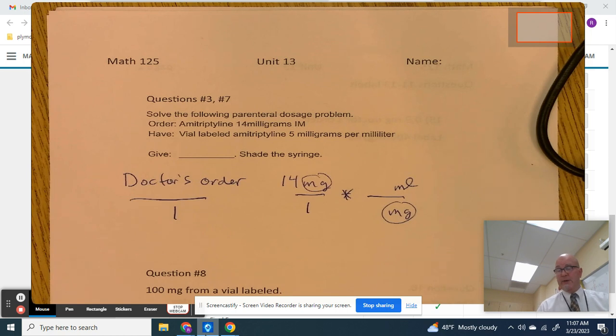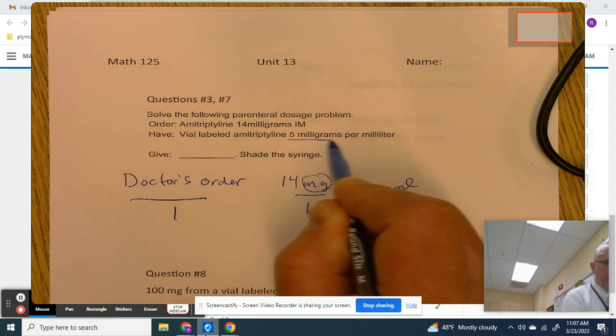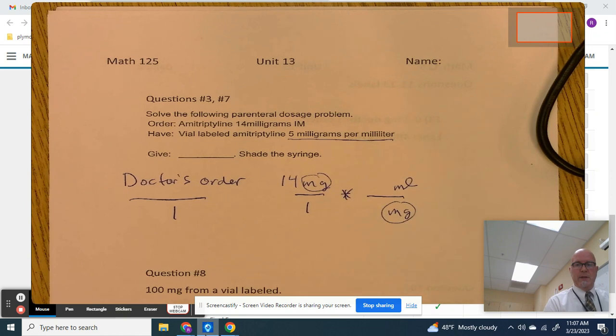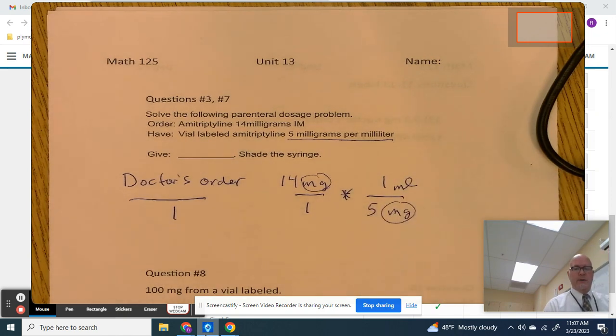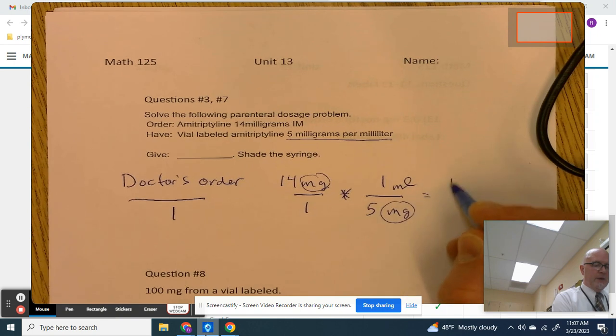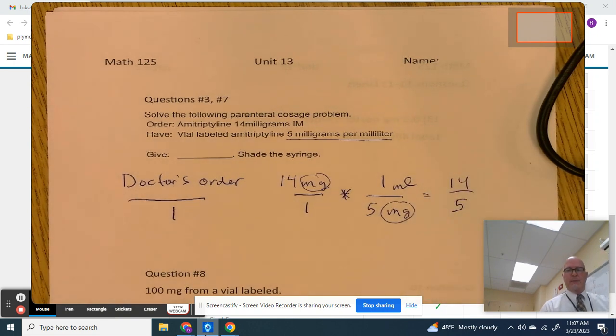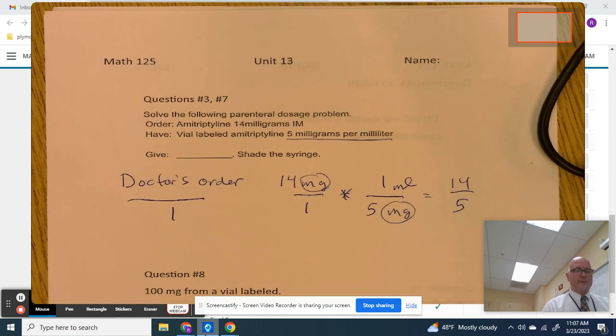Milliliters is a liquid measurement. So again, that kind of goes along with what we're talking about here with parenteral dosages. Now, the information given says 5 milligrams per milliliter. So the 5 goes with the milligrams and the 1 goes with the milliliter. And the math that we use to get that answer is going to be top times top and bottom times bottom, which gives me 14 over 5.